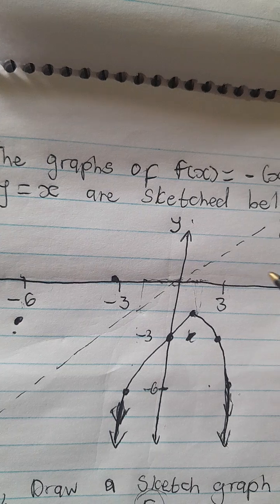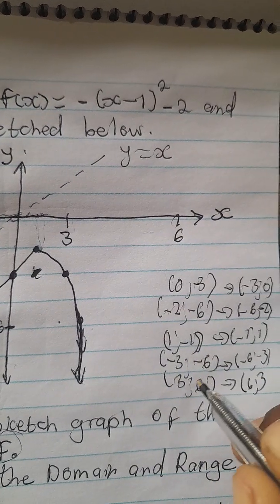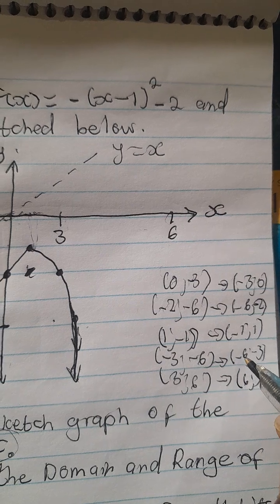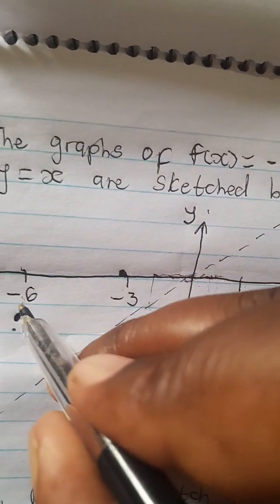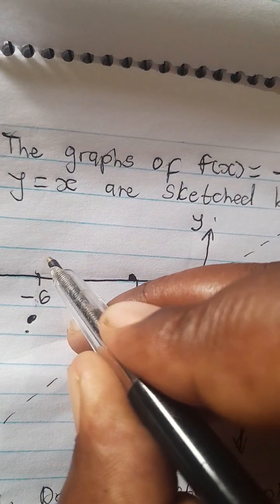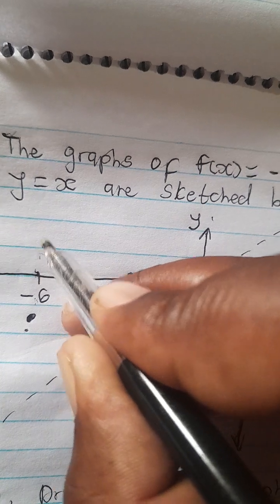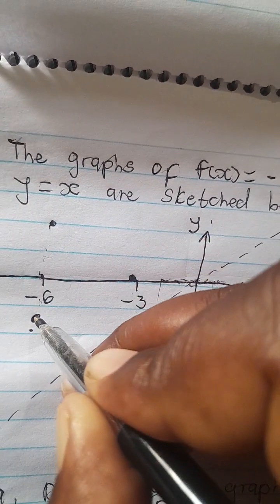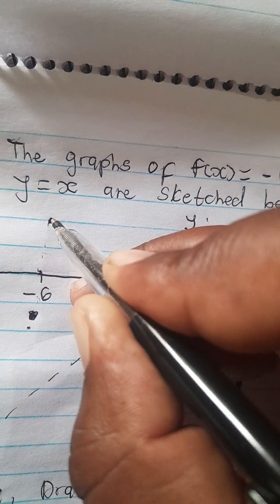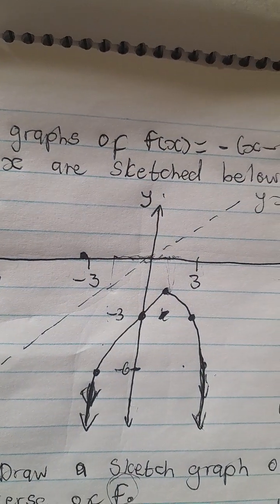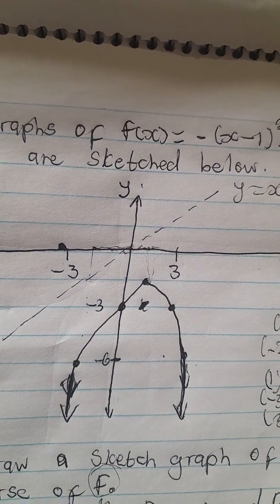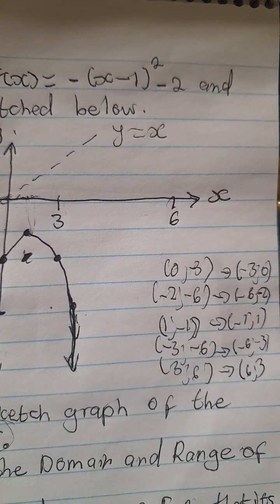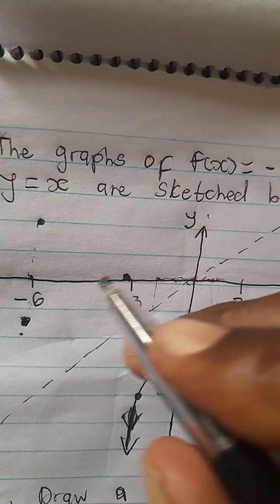Then we also have negative 6 and 3. So this will be 0, 0, 1, 2, 3. Yes. Okay. We also have negative 6 and 2.